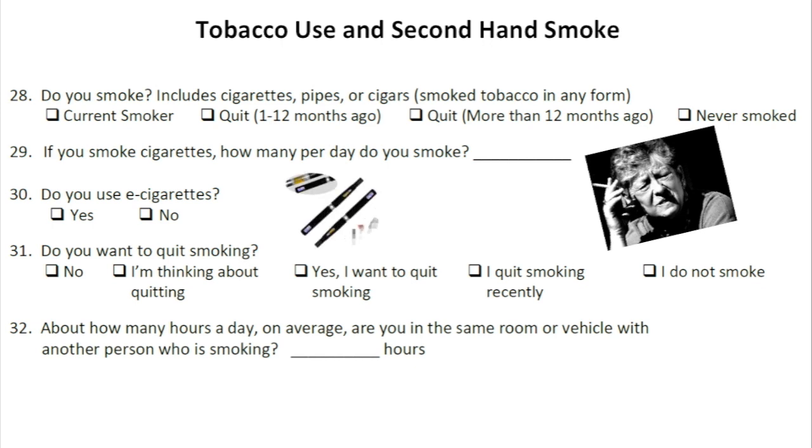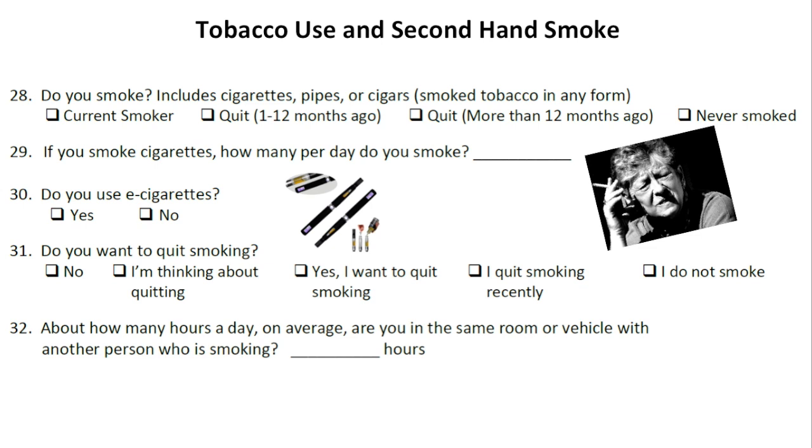Then the next section here is on tobacco use and secondhand smoke. So do you smoke? And if you do smoke, how much do you smoke? Do you use e-cigarettes? And then are you interested in quitting smoking? So question 31 is a stages of change question. We're looking at if they're not even thinking about it, if they're maybe in pre-contemplation, if they're in contemplation, or maybe if they're all the way ready to quit smoking. So that gives you an idea of whether or not they're ready to actually quit.